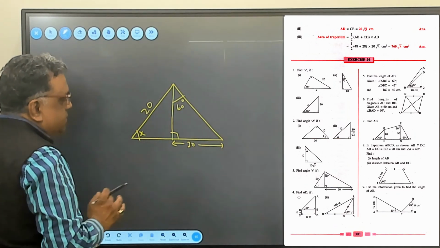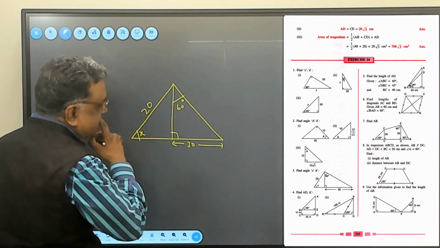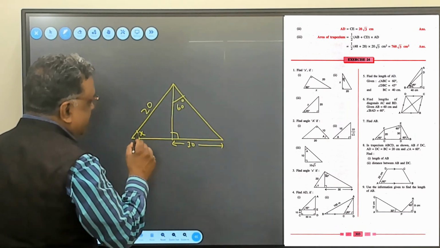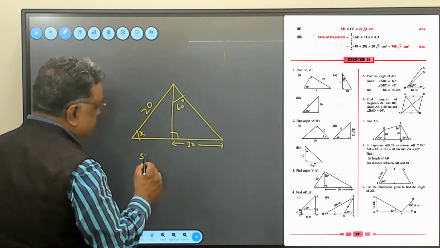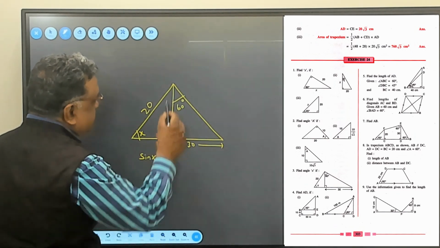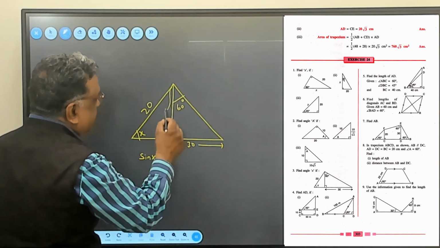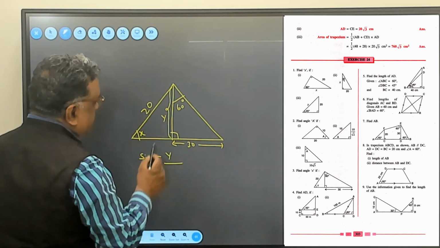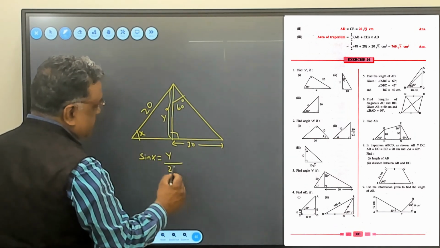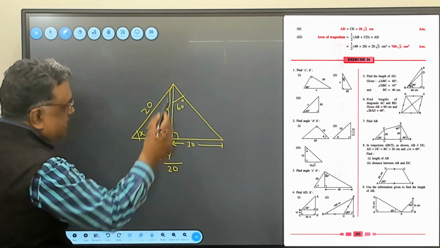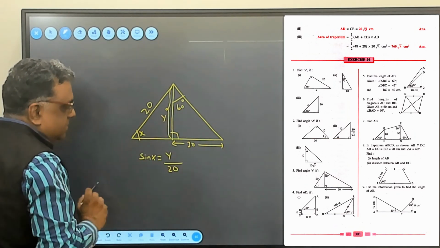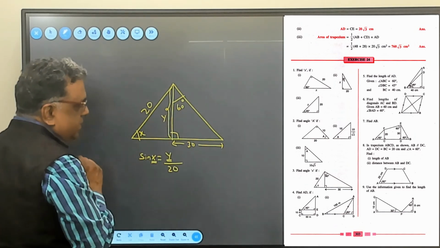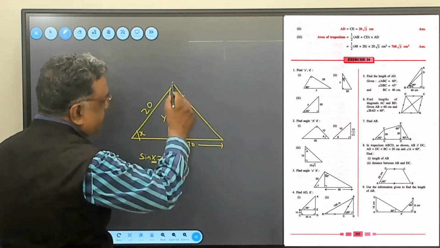So first of all, I can find the angle x if I apply sine here. So I will do sine x is this side. Let us say I take this as y. Is y upon 20. So sine x is this upon this, opposite upon hypotenuse. Now I can find x if I know y. But can I know y from here?